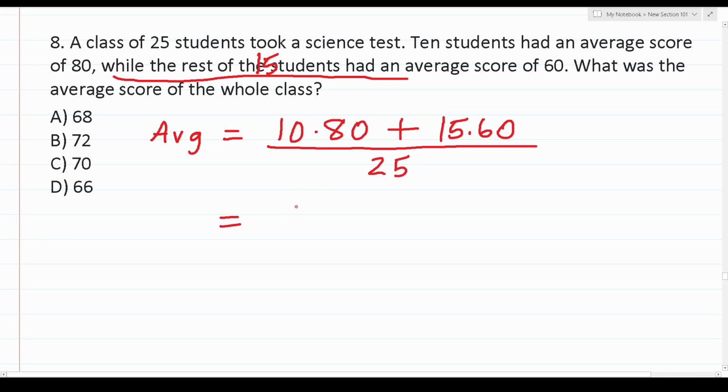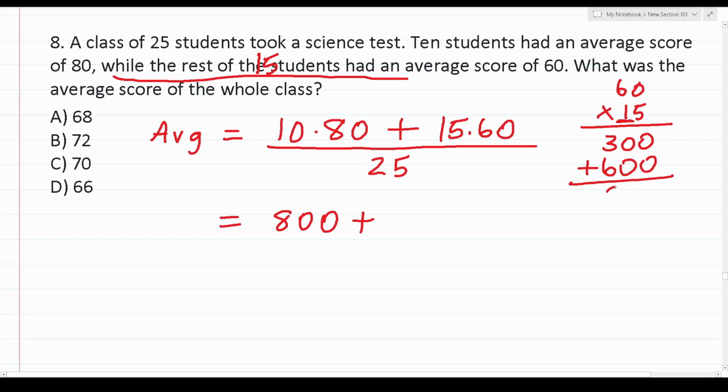10 times 80 is actually pretty easy to do mentally. That's 800 plus 15 times 60. So as not to make a mistake, I'm actually going to work that off to the side. We have 60 times 15. 0 times 5 is 0. 6 times 5 is 30. Before we start multiplication with this 1, we have to bring in a 0. 1 times 0 is 0. 1 times 6 is 6. 300 plus 600 is 900. So this becomes 800 plus 900 over 25.